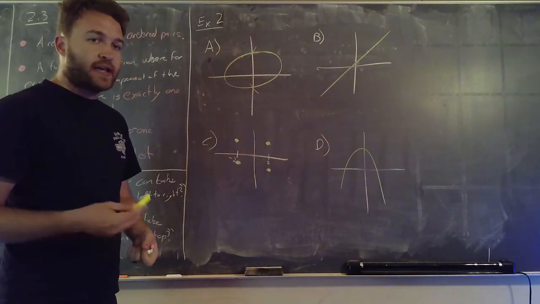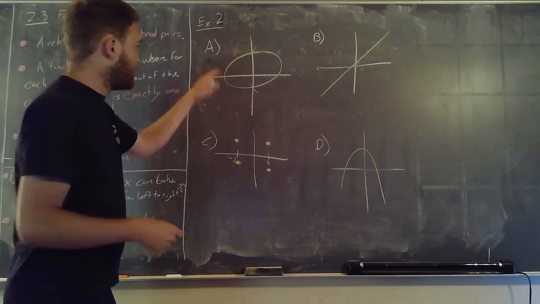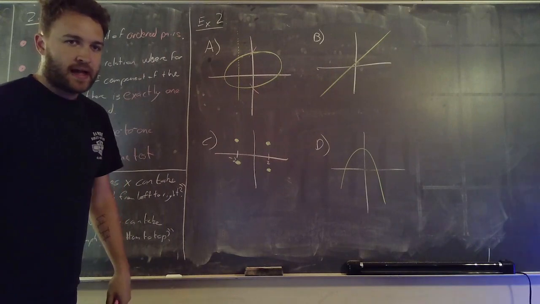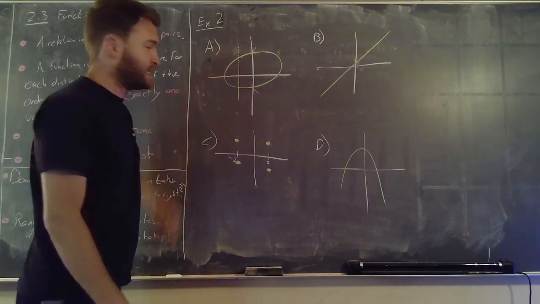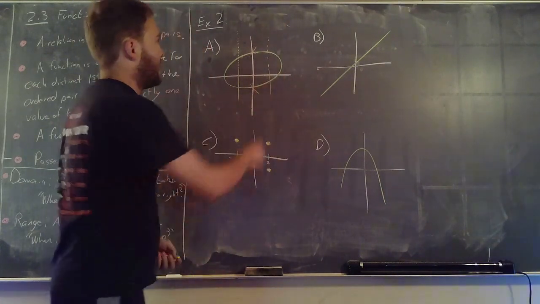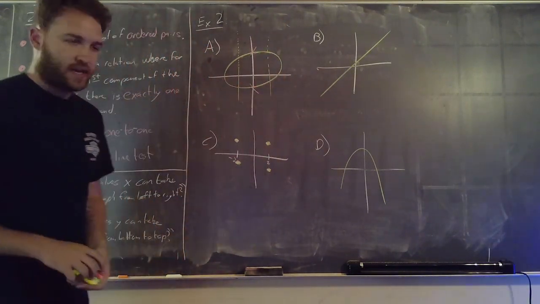If I were to draw any vertical line through this figure, you notice I can do that here, and I will end up with 2 places again that this thing crosses. I can do that over here, and I will have 2 places where this thing crosses.